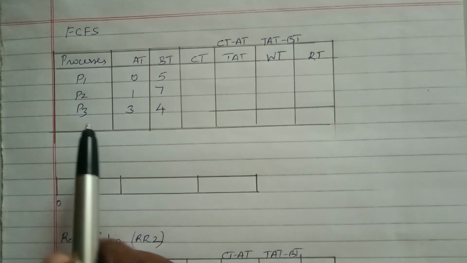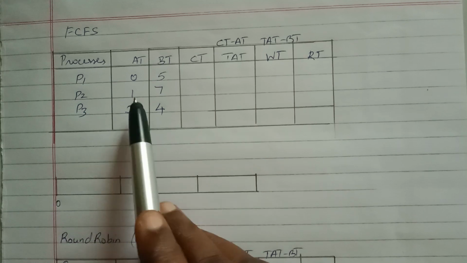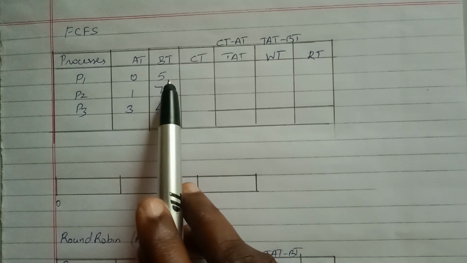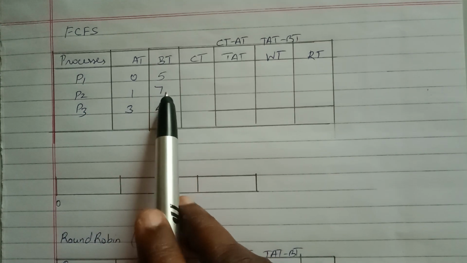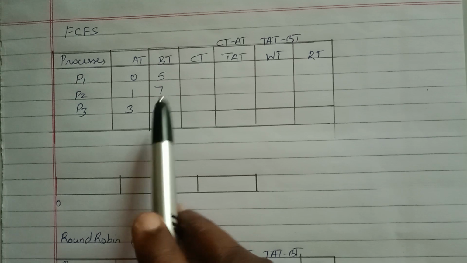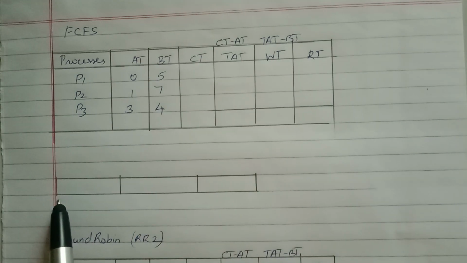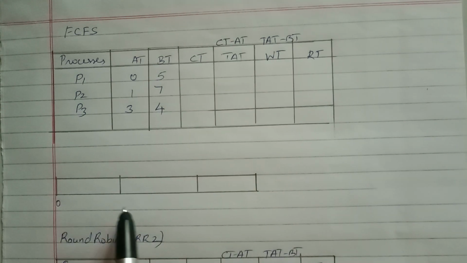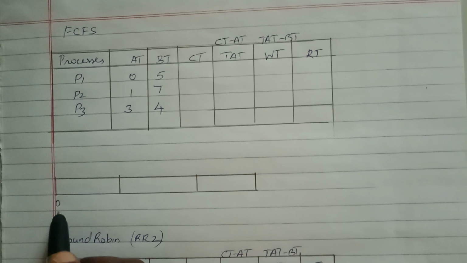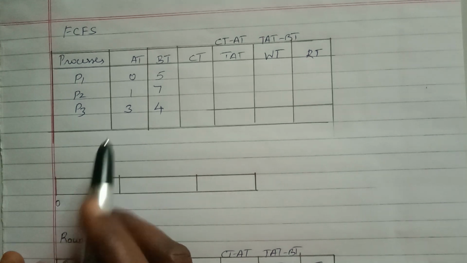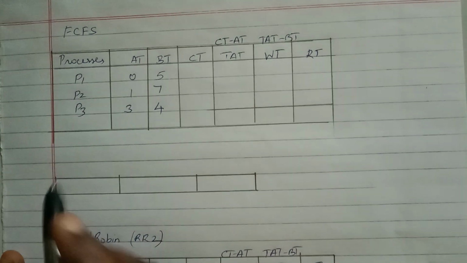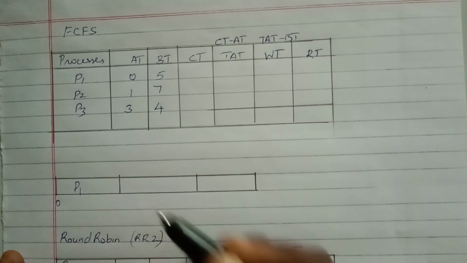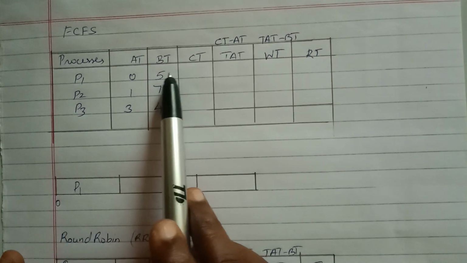Okay, so they have given the processes P1, P2, P3. Arrival times are 0, 1 and 3. Burst times are 5, 7 and 4. So we have to find out these values. First for that we'll draw the bar chart. At time 0, which process will be there? At time 0 only process P1 will be there. P1 has a burst time of 5.